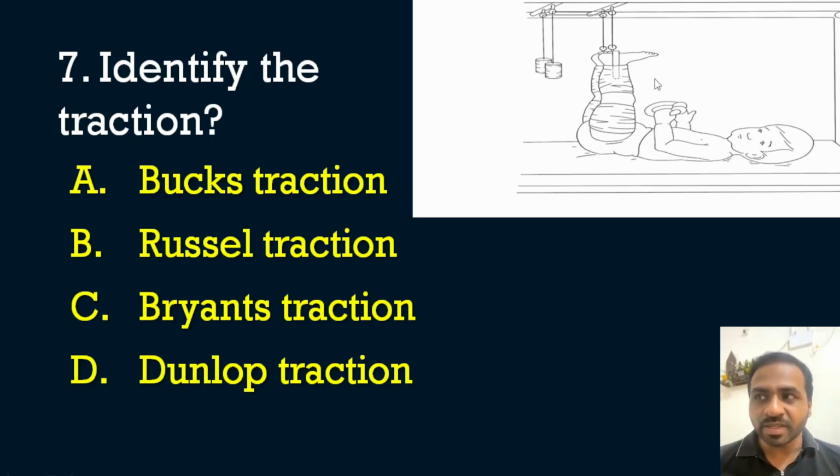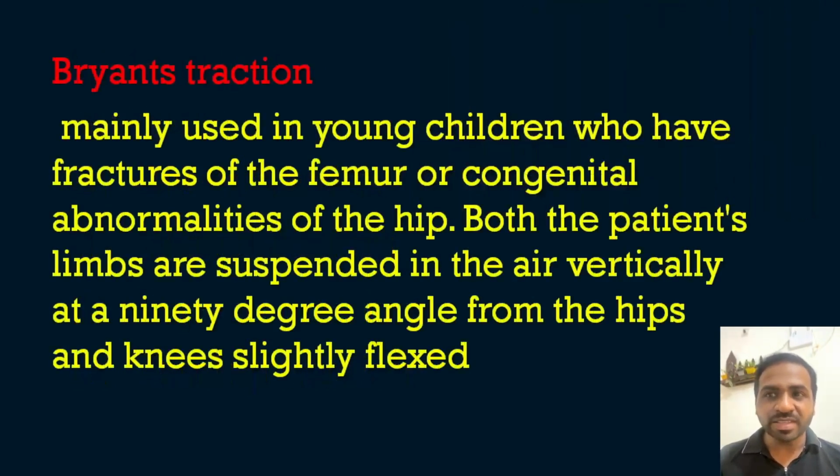So what is this picture? See, the kit itself, we can answer this question. The answer is option number C, that is Bryan's traction. We will see each traction and what it is. Bryan's traction, which we have shown in the picture, is mainly used in young children who have fractures of the femur. That's why in the question I have given a hint: it can be used only for young children and for fracture femur or congenital abnormalities of the hip.